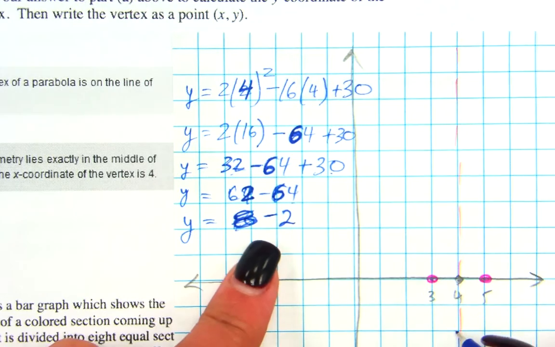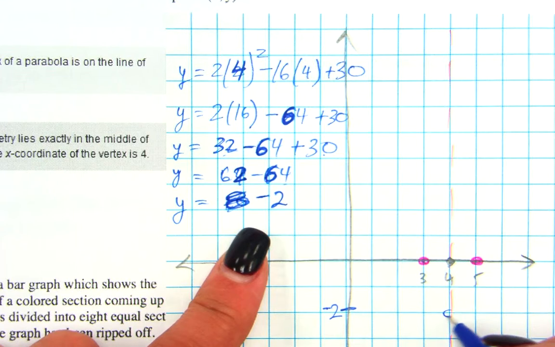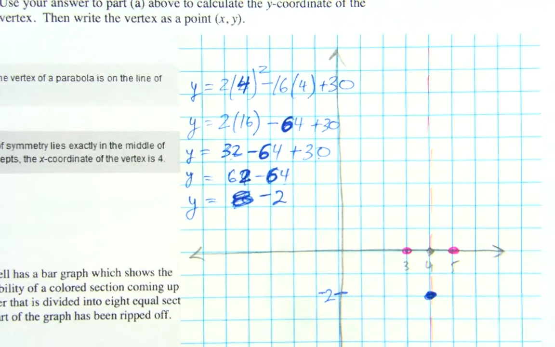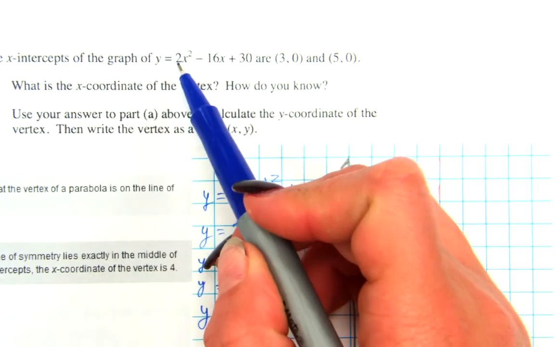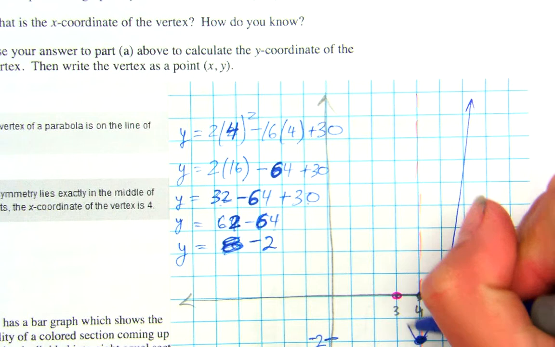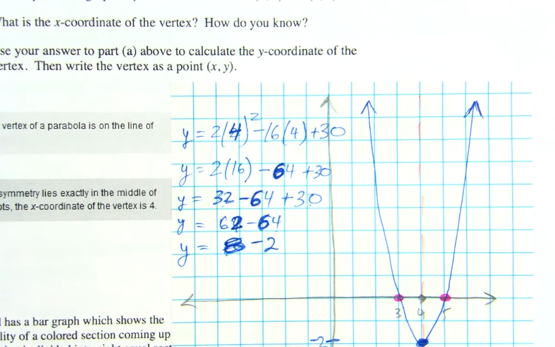So y is going to be -2. So here's -2 down here at the bottom. There is your vertex. And then, because we know the number in front of the x squared is positive, it's going to go up through here like this. And then we're going to draw it out this way. Okay, there you go.